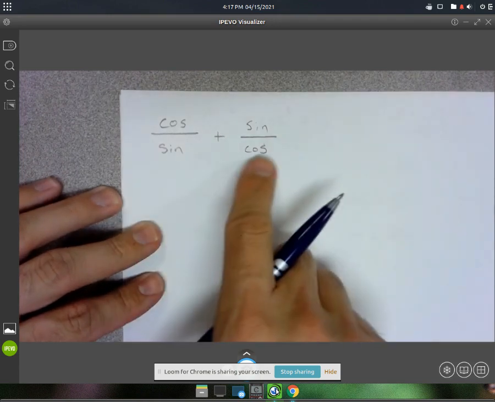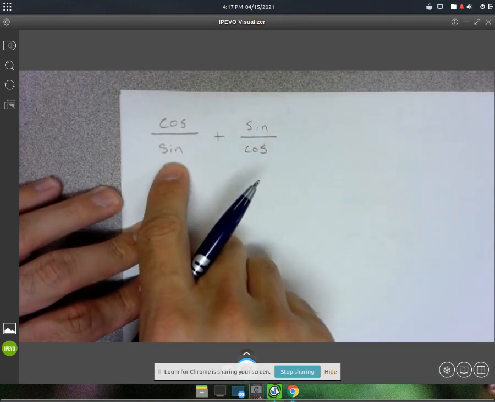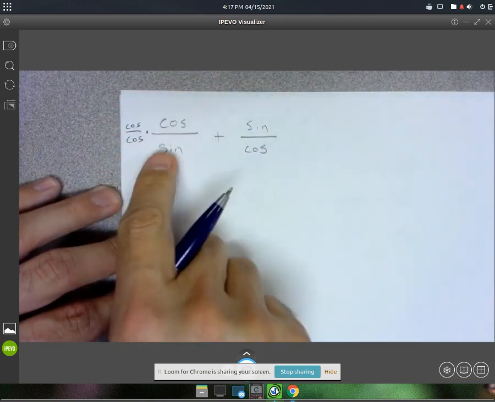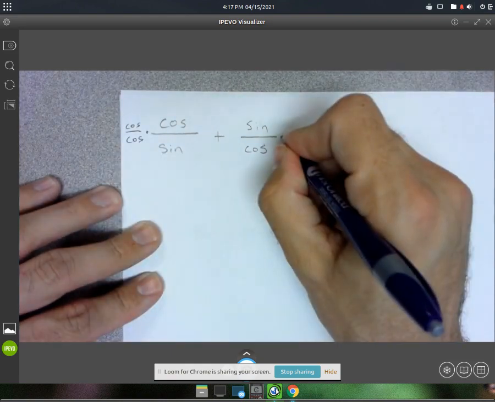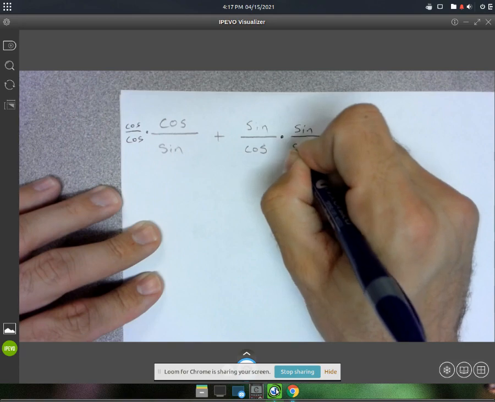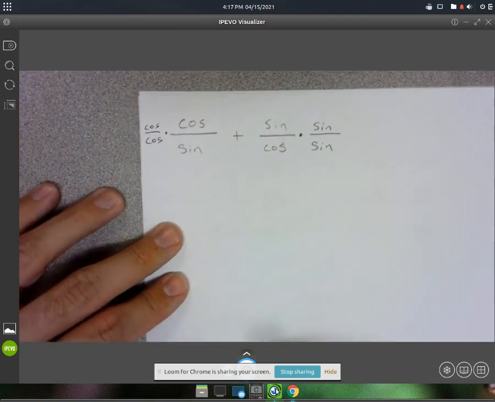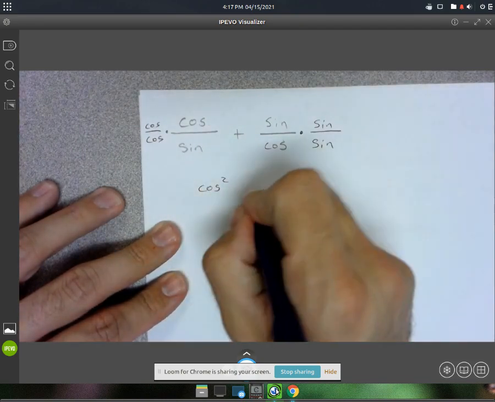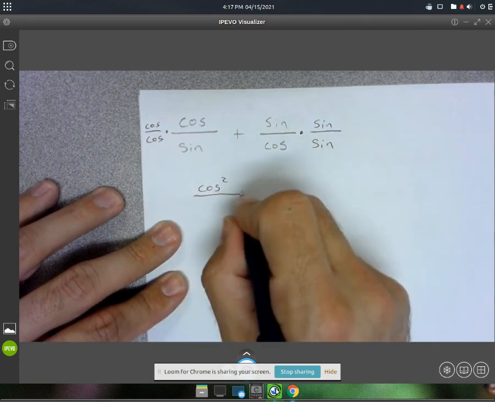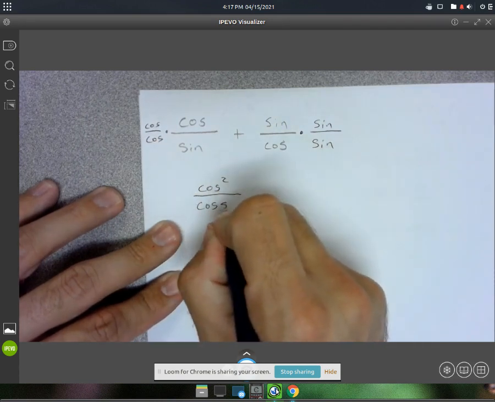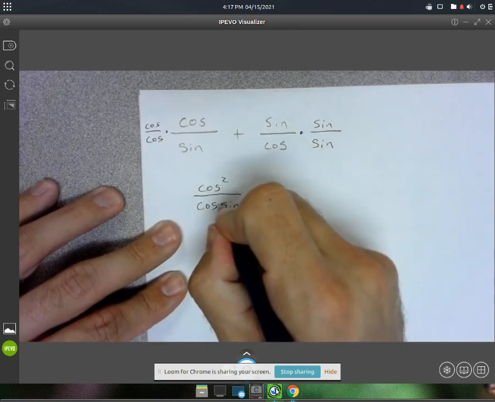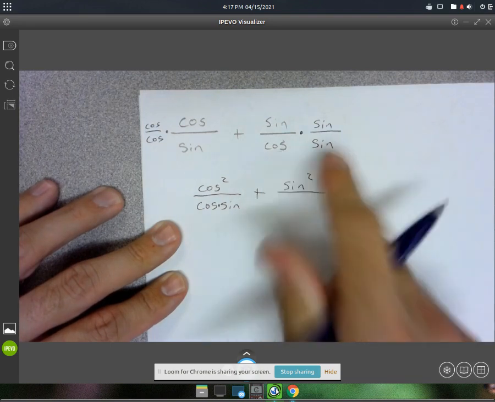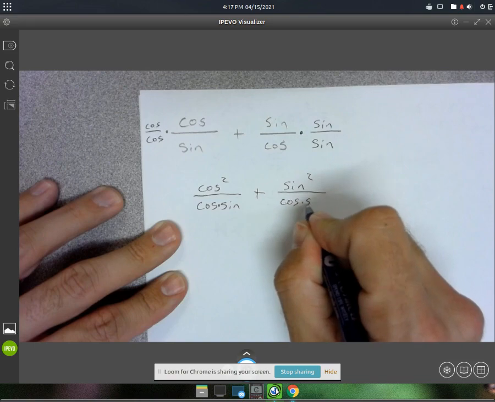To do that, I'm going to give these a common denominator. So I'm going to multiply top and bottom here by cosine. That way I get a sine and cosine on the bottom. And this one, I'm going to multiply top and bottom by the sine. If I do that, I'm going to get cosine times cosine, which is cosine squared. And on this one, it would be sine squared, and I get the same thing there, cosine times sine.